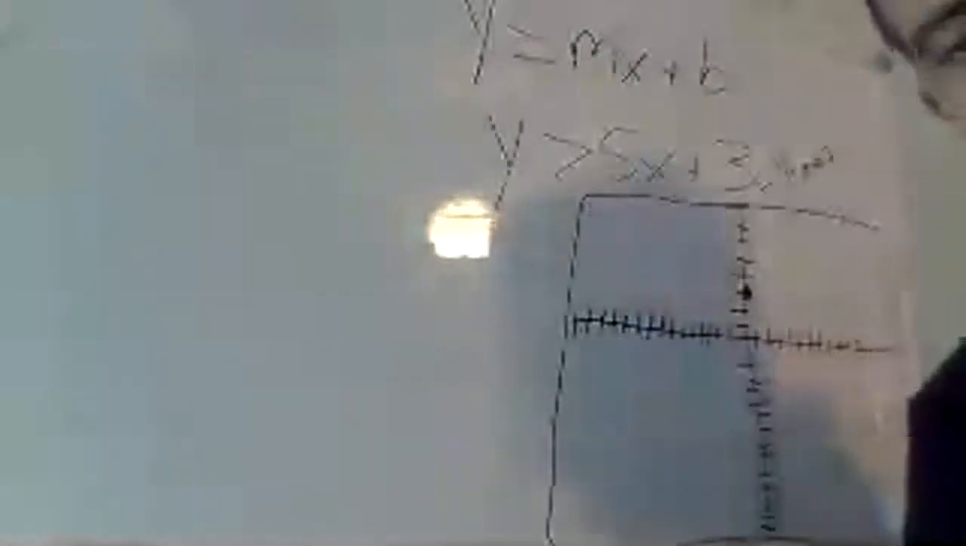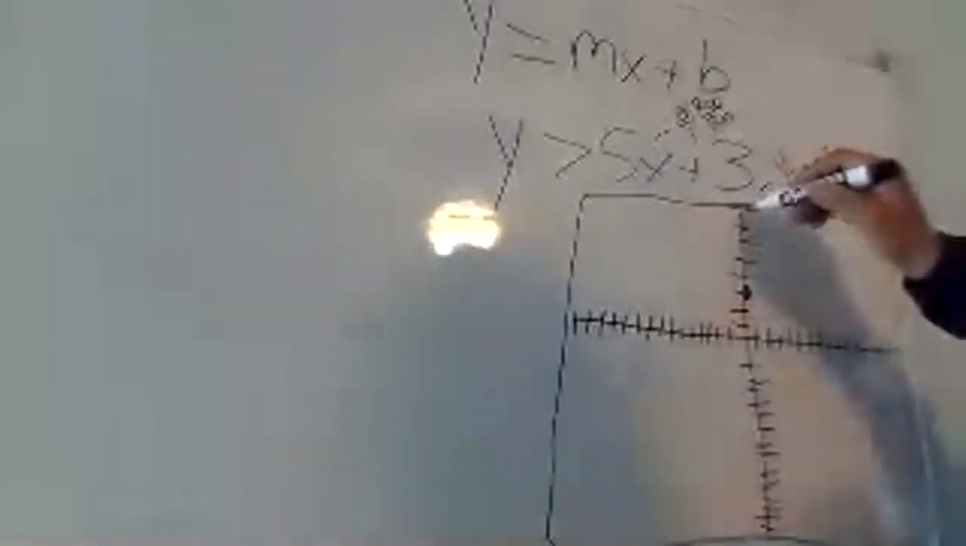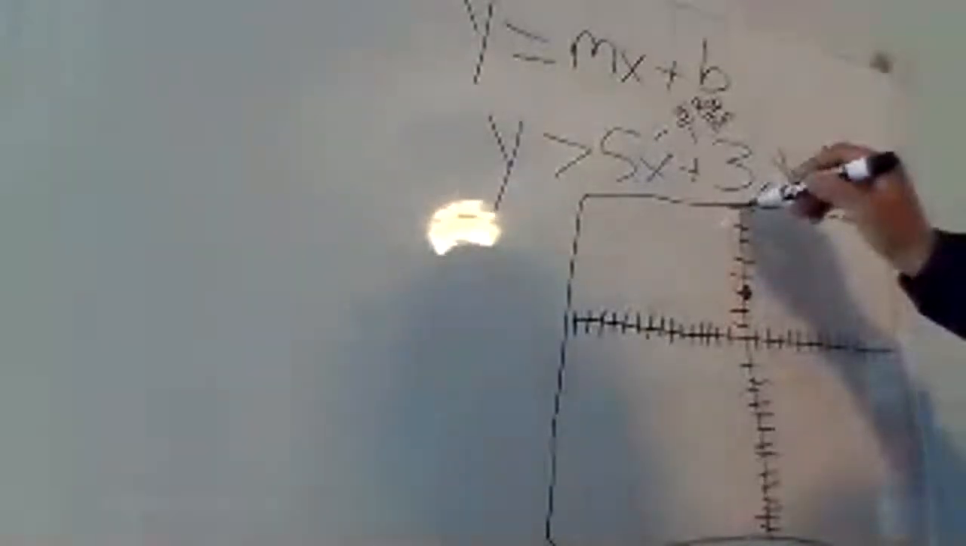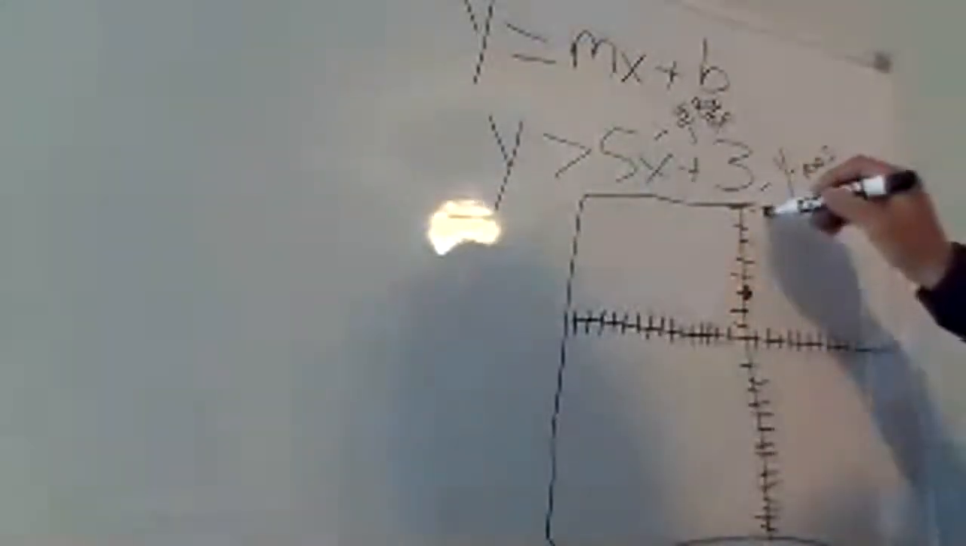Do we go to the right 5 or do we go up 5? Go to the right side. Yeah, we always go to the right, but we have to do rise over run, right? So 5x is our slope. 5x is nothing more than 5 over 1 because it's rise over run. So I'm going to take that point and go up 5: 1, 2, 3, 4, 5. And how many times am I going to run? 1. So I'm going to put another point there.